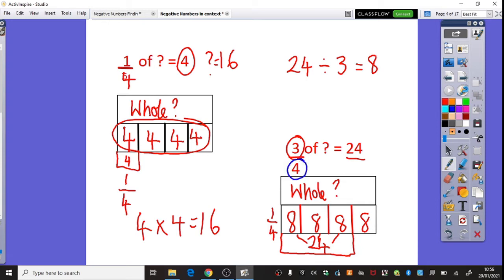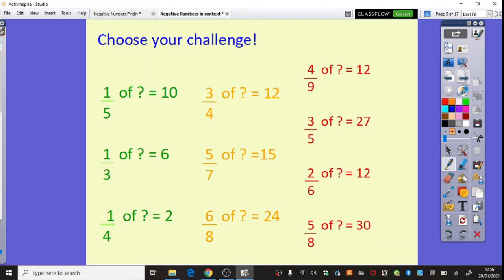So 4 lots of 8 equal to 32. So our answer is 32. Now these are a little bit trickier today, so have a little look and choose your level of challenge.